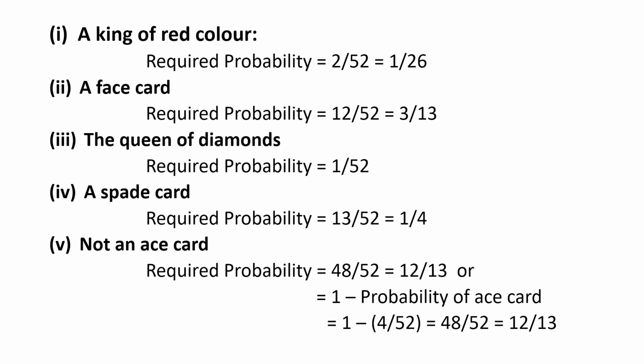Or like we have defined before, the probability of an event plus not event is 1. Total probability. So if I want that it is not an ace card, I can say it is 1 minus probability of having an ace card. 1 minus how many ace cards? 4 ace cards. So 1 minus 4 upon 52. That also gives you 48 upon 52 or 12 upon 13.